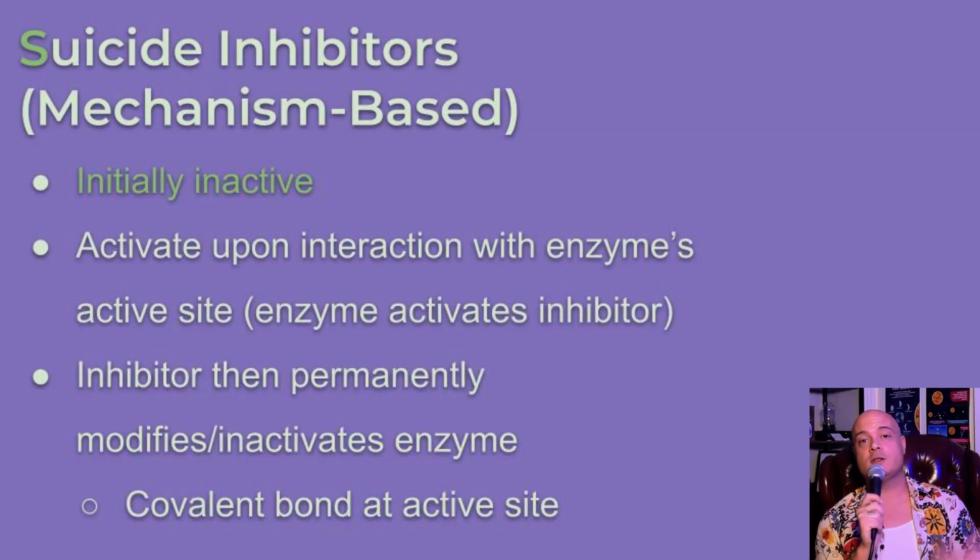And finally, we've got suicide inhibitors, also known as mechanism-based inhibitors. Now, suicide inhibitors work a little bit differently. First of all, they start out as inactive, but they can still bind to the active site of the enzyme, and once they do, that binding is what actually activates the suicide inhibitor. So now that this inhibitor is activated, it makes a covalent bond with the enzyme at the active site. That permanently inactivates the enzyme.